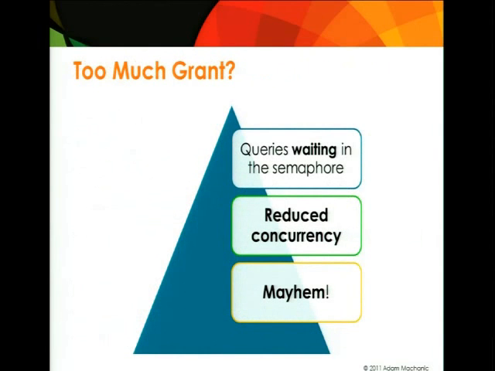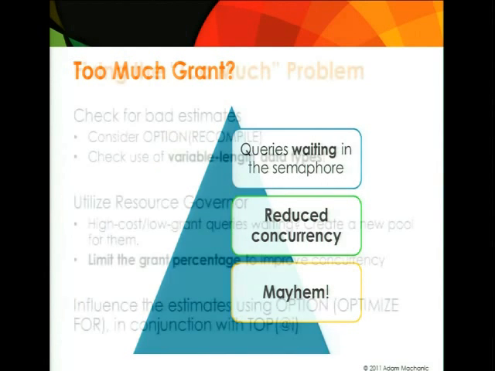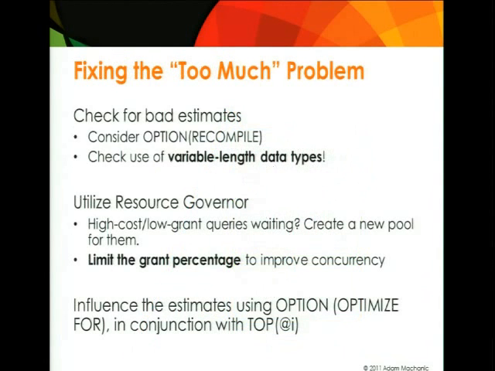Too much memory. This spells queries sitting there waiting, concurrency goes down, everyone runs around screaming and yelling. It's a bad situation. We want to avoid it. So how should we avoid it? First of all, once again, check for bad estimates. The option recompile and the bad statistics problem goes both ways. Not enough or too much. Recompilation is really the only way to keep things stable in a lot of cases.